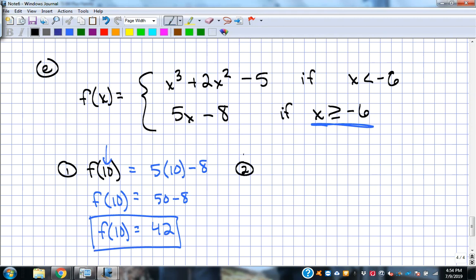We use the same piecewise defined function and are asked to find f of, let's say, -9.